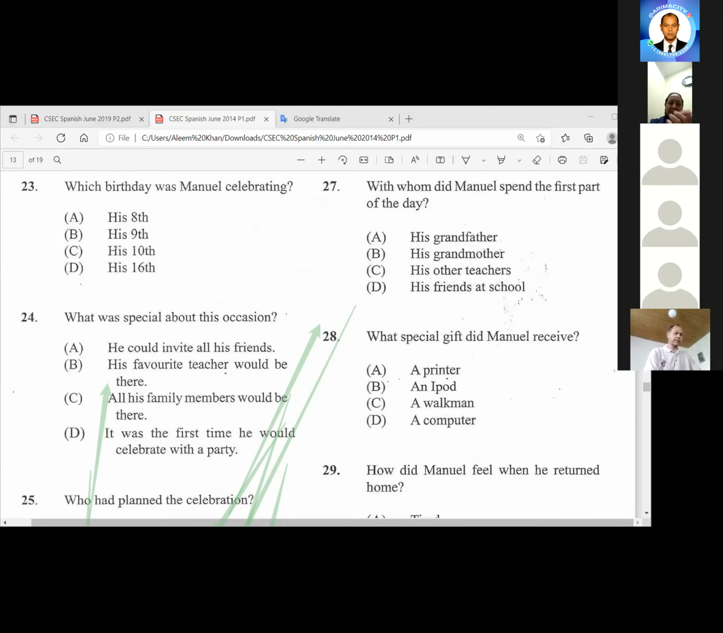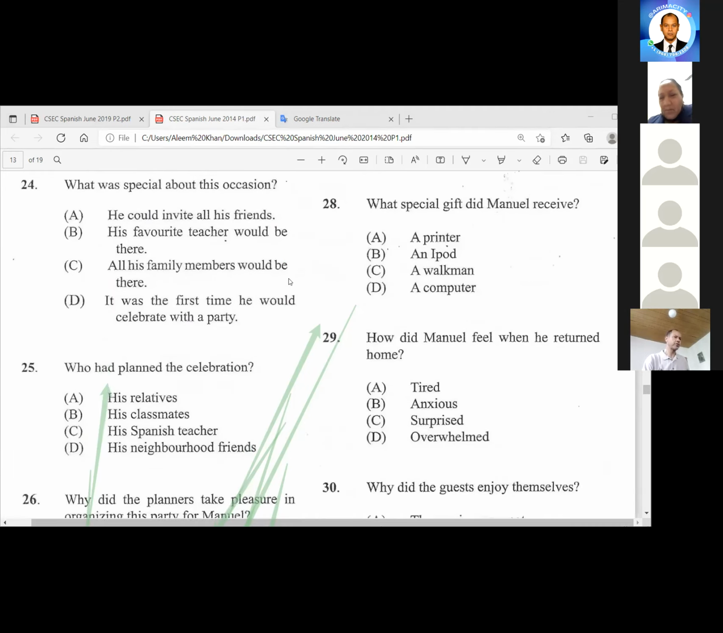Han pasado diez años desde su nacimiento. Han pasado 10 años desde su nacimiento. Yarima, which birthday was Manuel celebrating? 10 years. Right, so the answer would be? Sí. Sí, very good. Okay, 24.